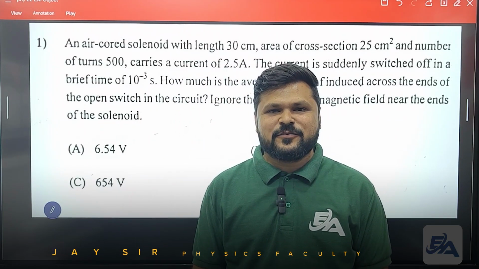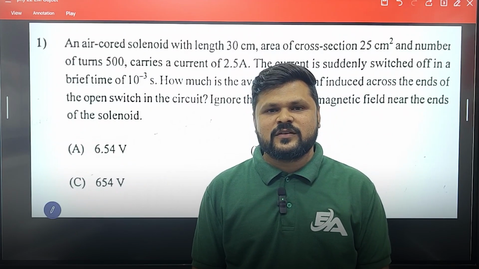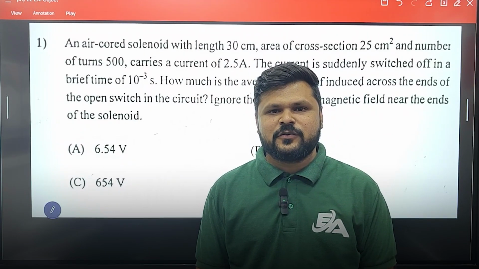So EduTech Academy is bringing the previous year GUJCET paper series. In that, today we will solve the physics GUJCET paper of 2022.